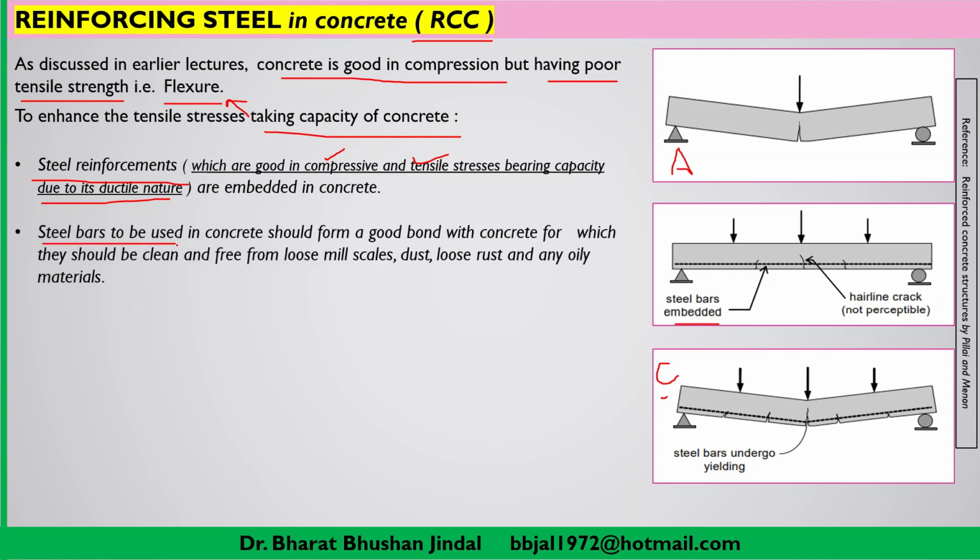Now steel bars to be used in concrete should form a good bond with concrete, otherwise it is useless. If it is not forming a good bond, then steel will automatically get ejected from the member. So it is very important to assure a good bond between steel bar and concrete, for which they should be very clean and free from loose mill scale, dust, loose rust, and any oily material. So the steel bar should be free from any type of rusting material, so that it can effectively get bonded with the concrete.